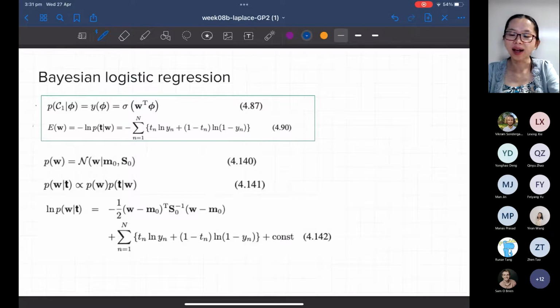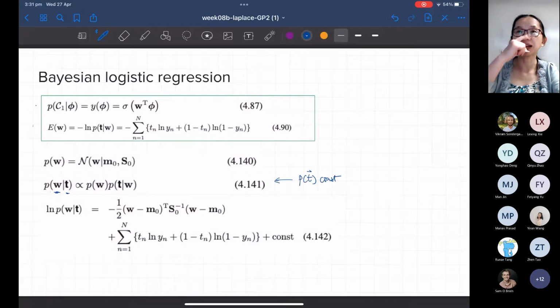And as we have always been doing, the prior on the weights is Gaussian, which means 0 mean and covariance S0. We know from Bayes' rule that the posterior probability of the weights, given a set of observations, targets, is like this, right? So it's proportional to the prior of the weights and the likelihood. This is assuming P of t as a vector is constant. It should be divided by P of t, but given that the data set is given, the probability of the data set is some constant that we don't need to compute.